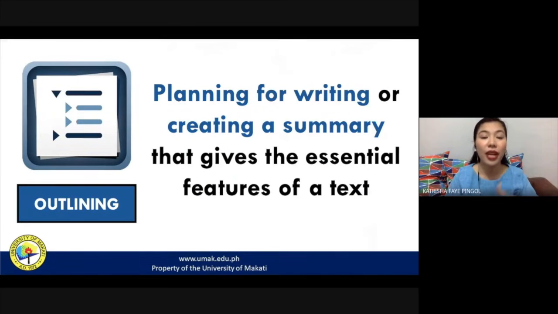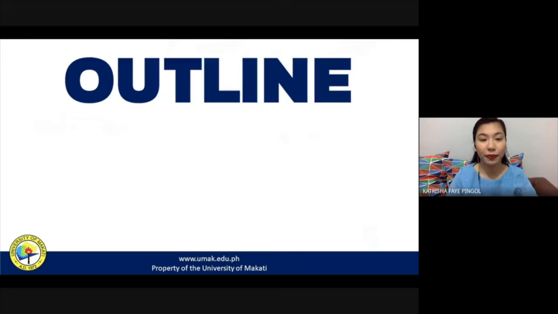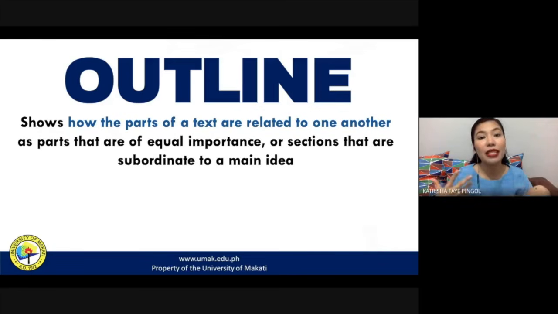Basically, an outline or outlining is the process of planning for writing. Sometimes it's also creating a summary of what you have just read. Okay, so an outline gives us the essential features of a text, basically, what the text is all about. All right, so if we're going to define outline, it is a technique that shows how different parts of a text are related to one another. These parts could be of equal importance, or sometimes the sections are showing if a certain idea is subordinate to a main idea or a bigger idea.